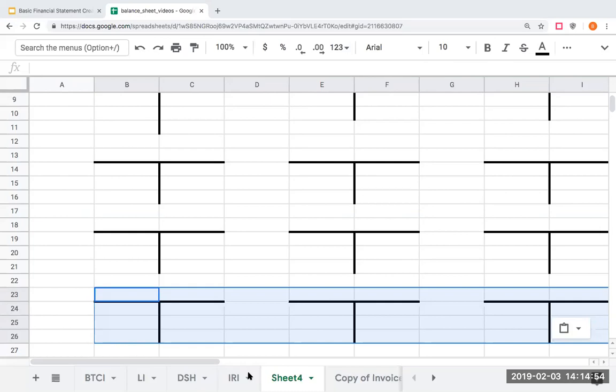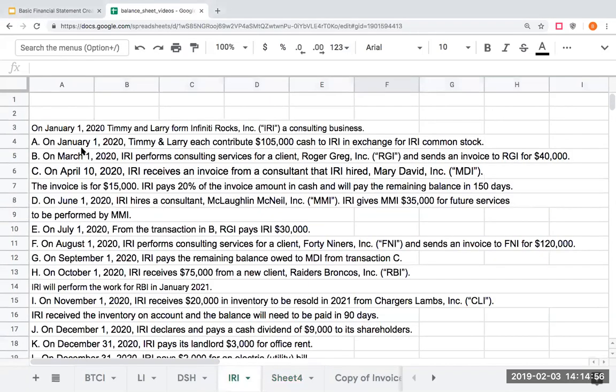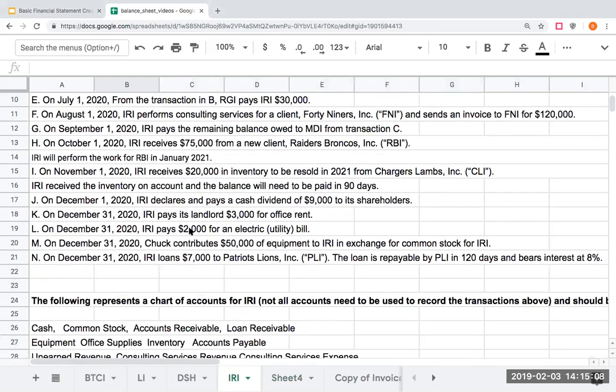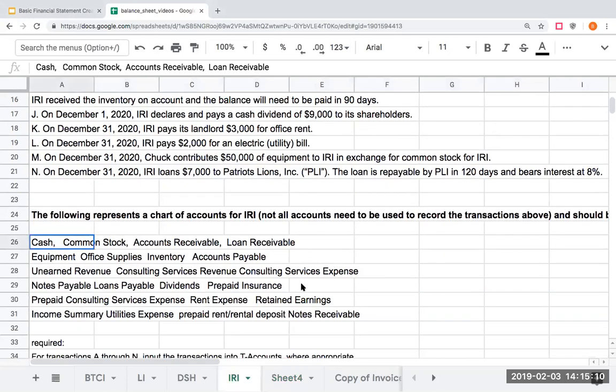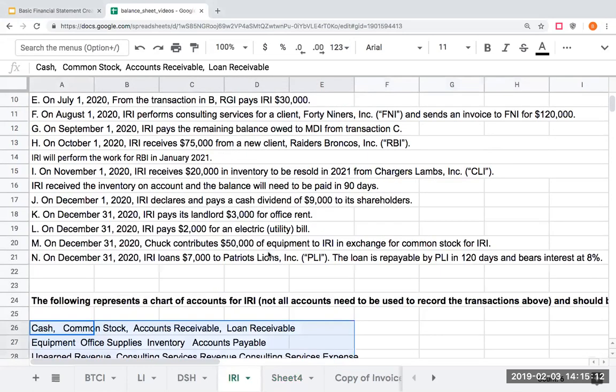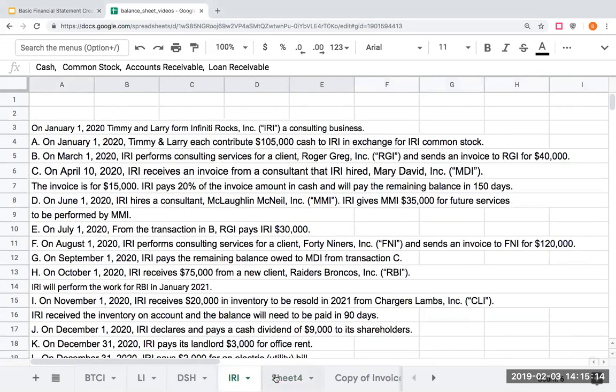Okay, so we're back. So our first transaction here is on January 1st, 2020. Timmy and Larry each contribute $105,000 cash to IRI in exchange for common stock. Now, if you're in my class and you're taking an exam, I will give you these various different accounts, but this is something you shouldn't even have to be looking at anyways. So let's go through here.